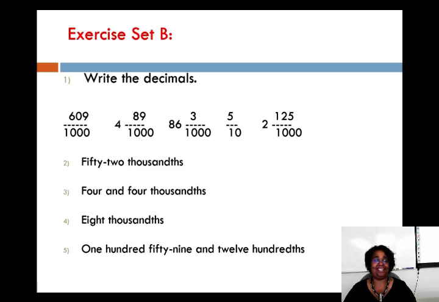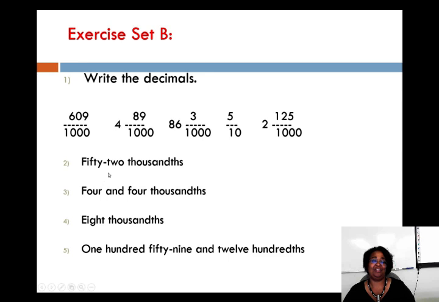4.0. 0.089. Good. 4.089. And then this one should be good. 86.003. What about this one? No, this one here. 0.5. Okay, and then the last one? 2. Right, 2.125. That's right, Teresa.